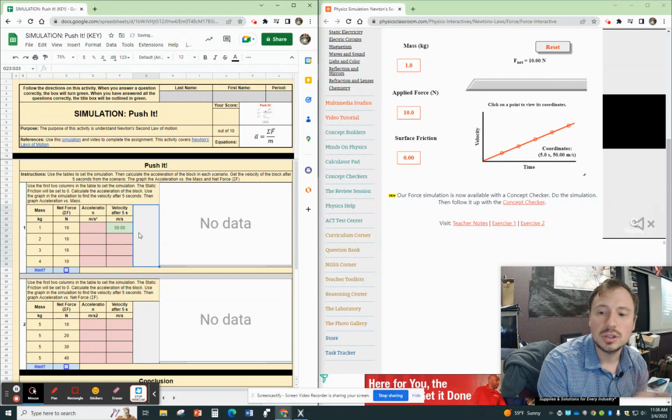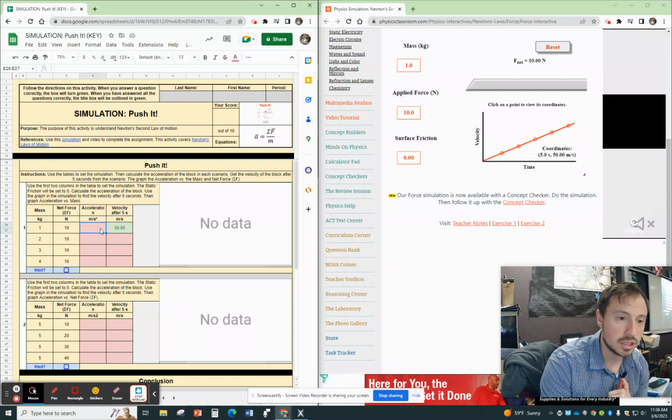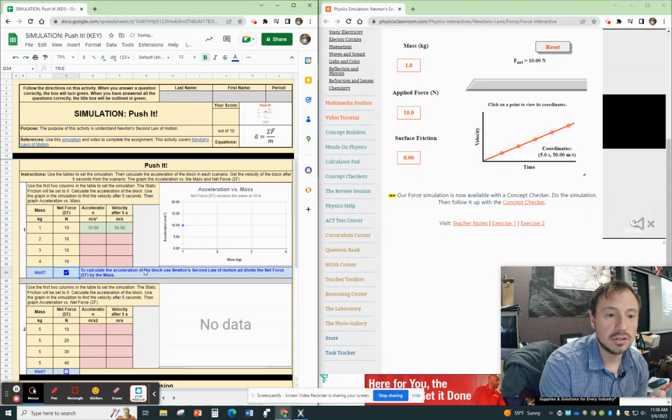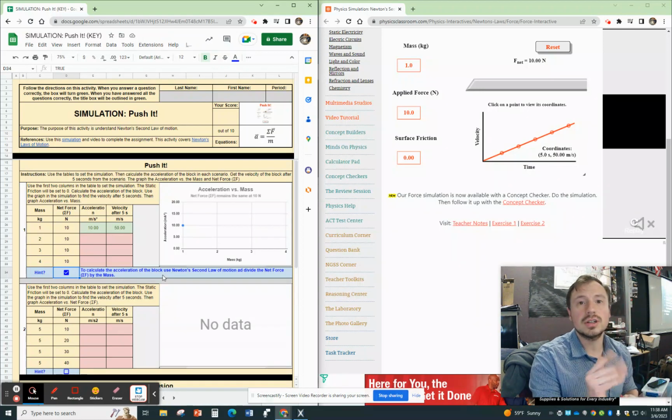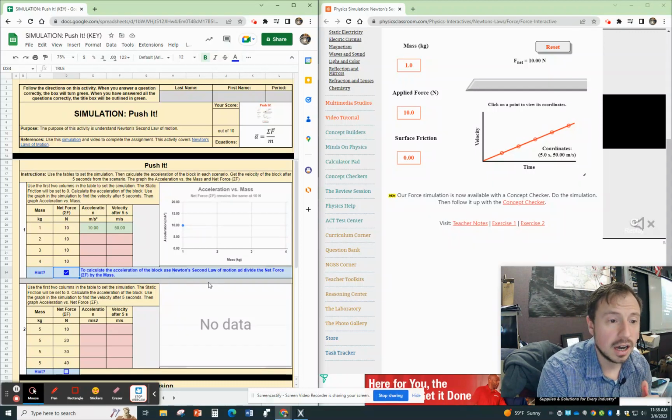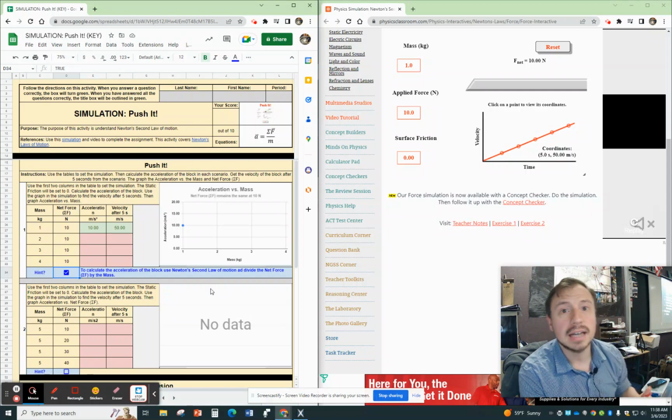And I have it set up. Don't put the units. Now, for the acceleration, we need to use Newton's second law. The acceleration is the net force divided by the mass. So the net force is 10, the mass is 1, so my acceleration is going to be 10. And you can see here, I did calculate the acceleration of the block, use Newton's second law of motion, and divide the net force by the mass. And you can see it's going to make a nice little graph for you that shows what happens in this first setup where the mass is changed.